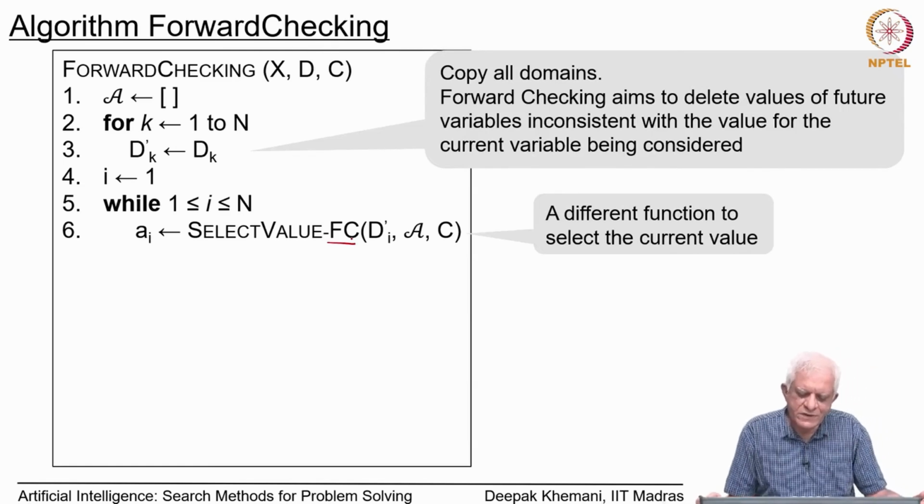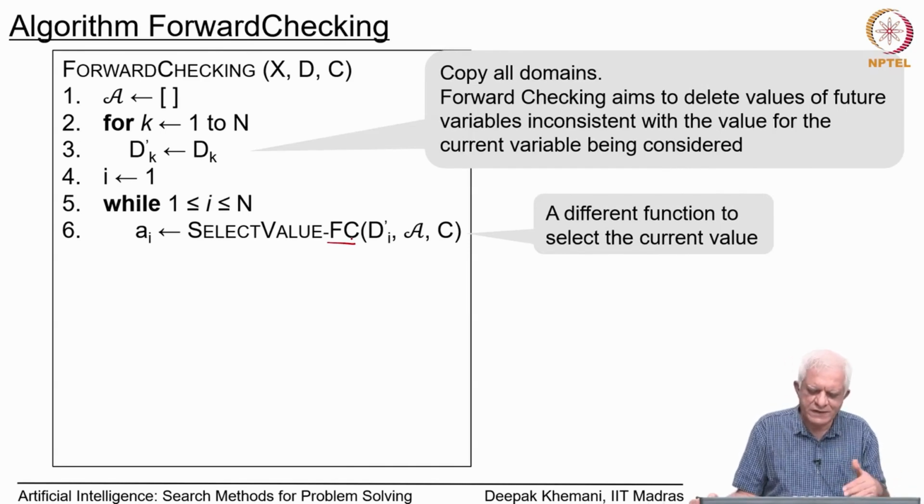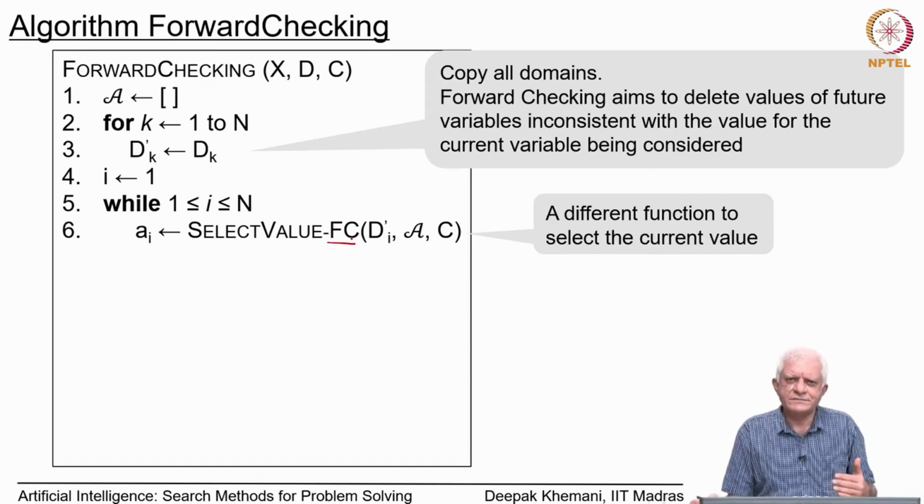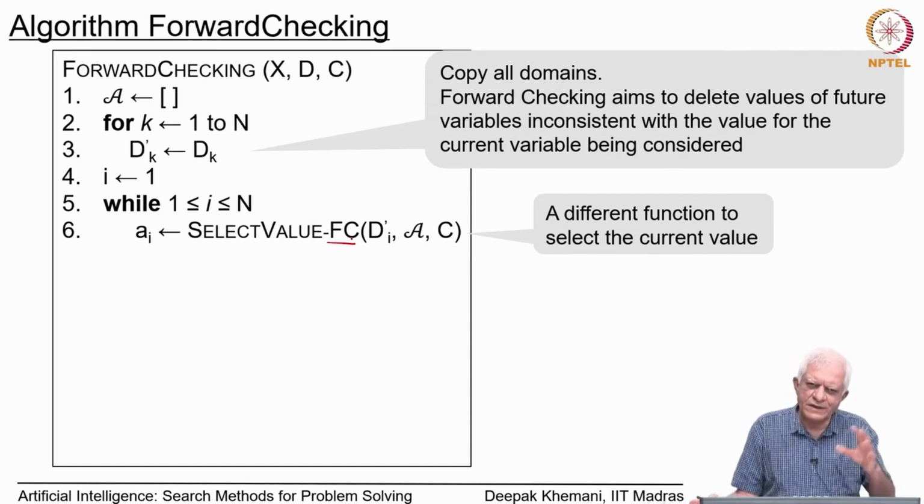And the idea is going to be that, and we will see this in a moment, when we are considering a value, we will prune future domains, and if any future domain becomes empty, we will not select that value essentially. So, this is called select value forward checking, as opposed to select value, which was there in backtracking, which simply looked at the past variables and said, okay, if this value is consistent with the past variables, then.